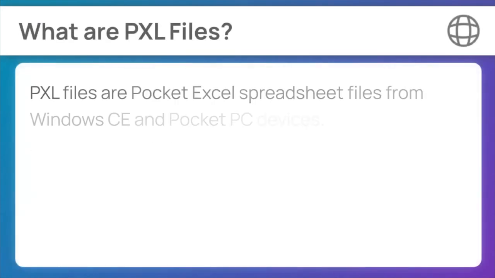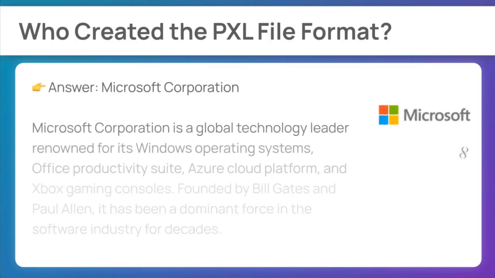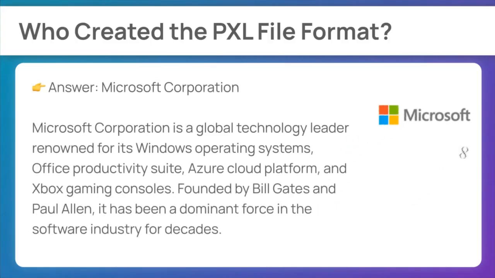PXL files are Pocket Excel spreadsheet files from Windows CE and Pocket PC devices. They contain spreadsheet data, including cell values, formulas, basic formatting, and worksheet structure in a compact format designed for the limited resources of early handheld computing devices.